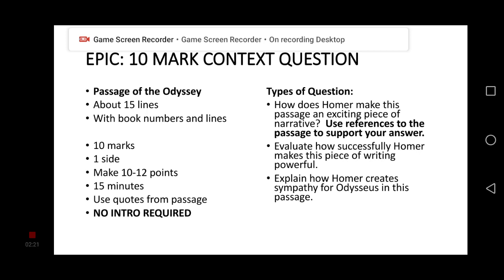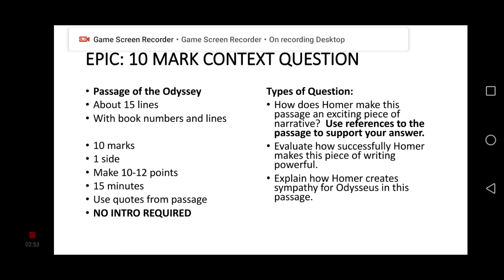So you need as much evidence from the passage to support your answer. So you need actually quotes from the passage. So evaluate how successfully Homer makes this piece a powerful piece of writing. Explain how Homer creates sympathy for Odysseus in this passage. So exciting, dramatic, or sympathy are quite a common question. So it's about 15 lines of text you've got to be able to pick out the quotes.